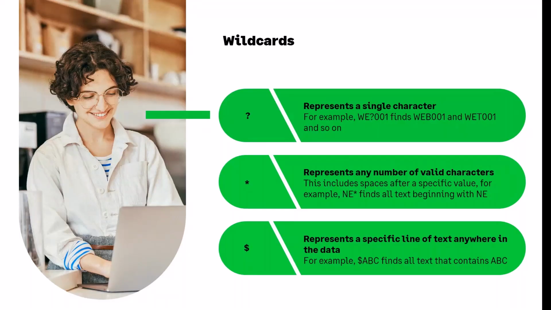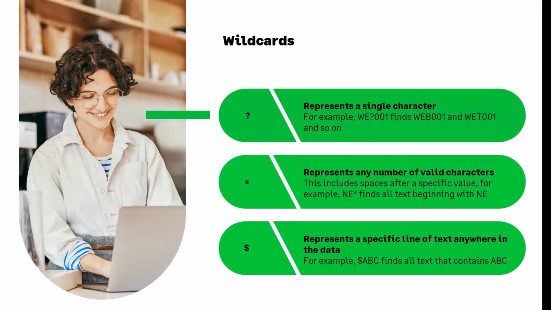So the question mark, if I was searching, let's say, customer account references, and I've got an example there. If I typed in WE and then a question mark, just ignore that 001 in the example, it would only find anything that begins WE and then a single character after that. So any character after the WE. And obviously you can position that question mark somewhere within whatever you're searching for as well.